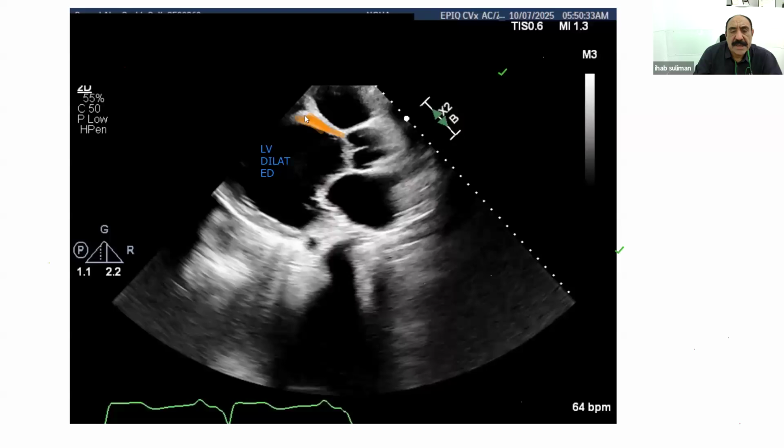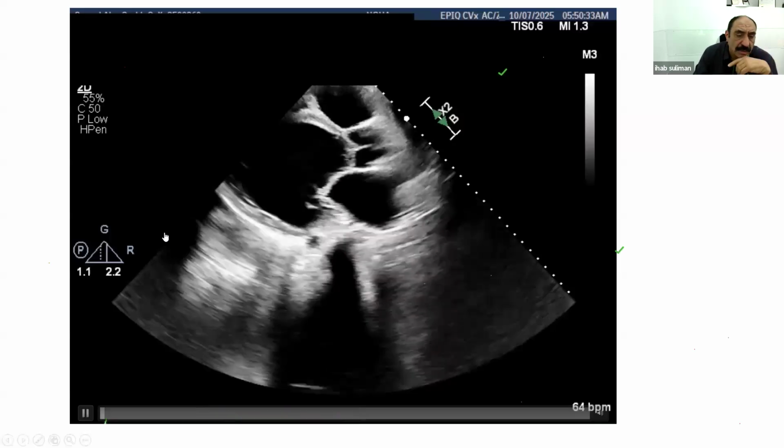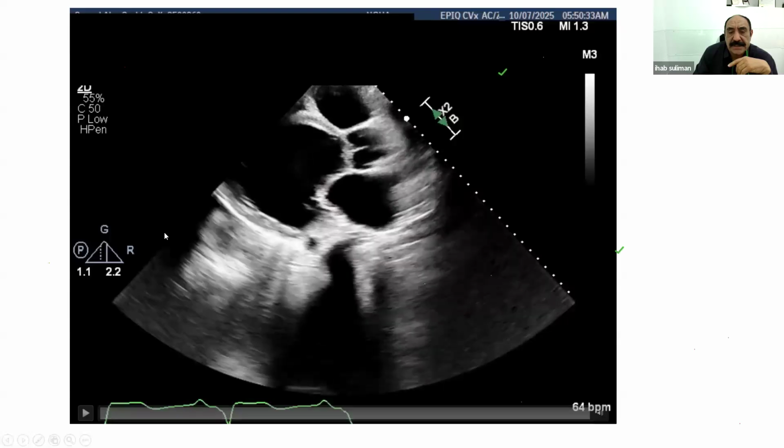This is the thinned out myocardial walls. This is the aortic valve. And this is the mitral valve. So this is a patient who has severe cardiomyopathy, and the heart has been stretched out, and he is only 38 years old, this patient.